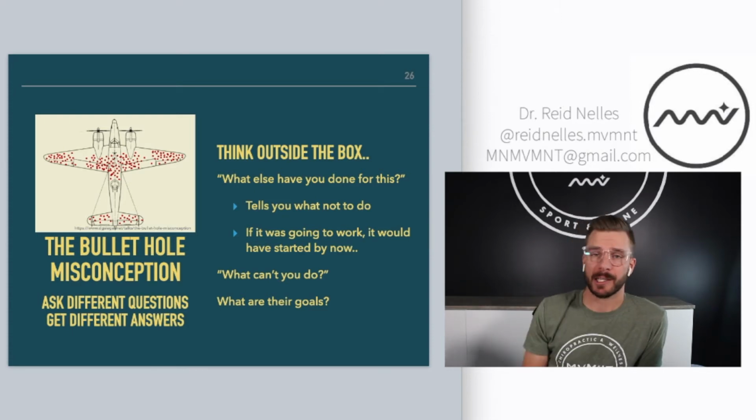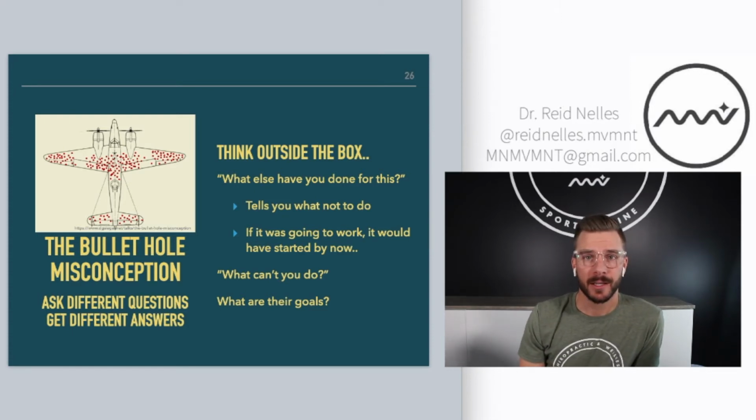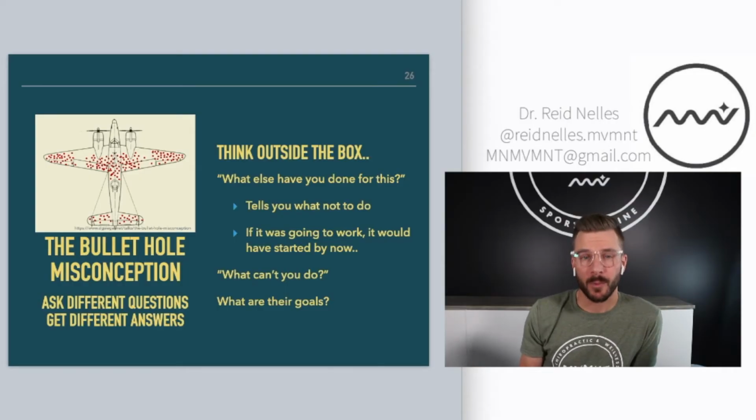Oh, you saw a chiropractor for 6.5 years for neck pain. What did that do for you? If it's 0% better for 6.5 years, clearly if it was going to work, it would have worked by now, we would hope. Okay. The other question I like asking, what can't you do?